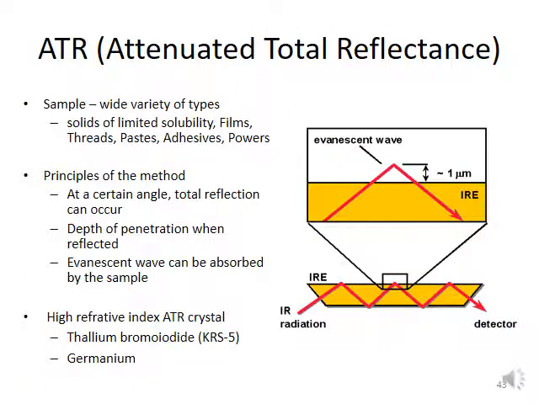Okay, now we go for the ATR or attenuated total reflectance. When you use ATR as a compartment equipped with FTIR, basically the sample can be any. A wide variety of types of sample can be used directly, without any treatment before analysis.